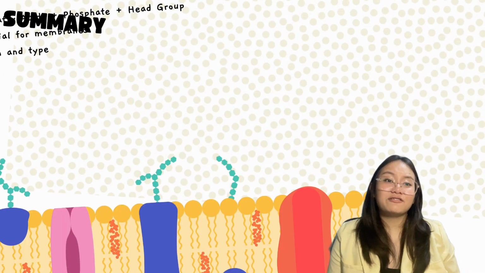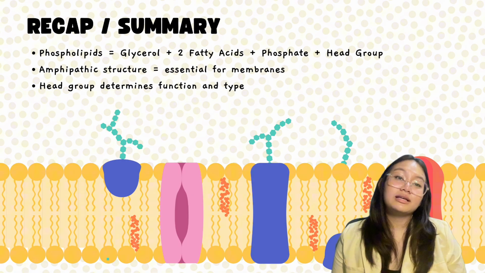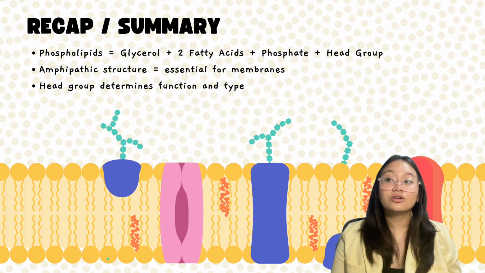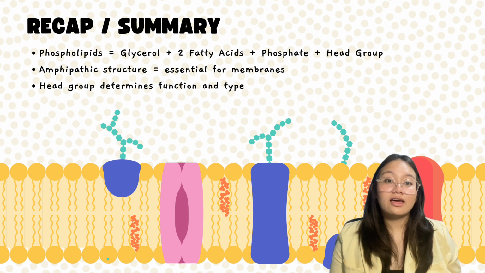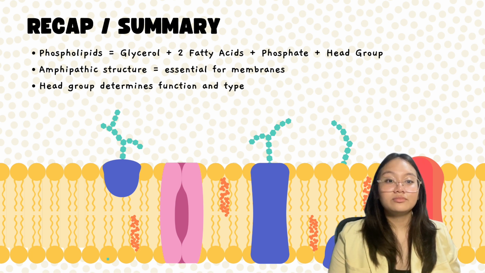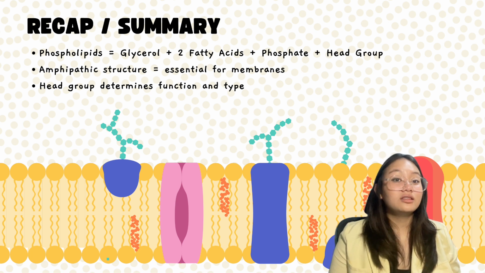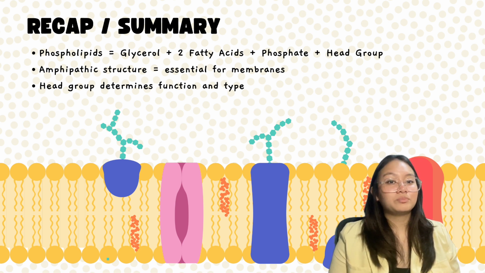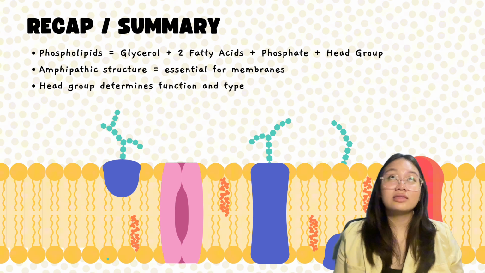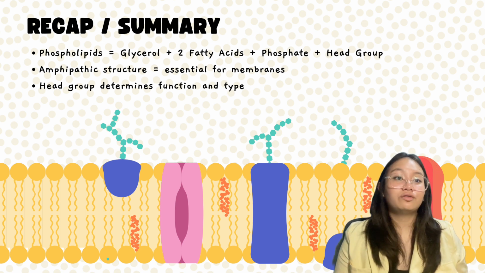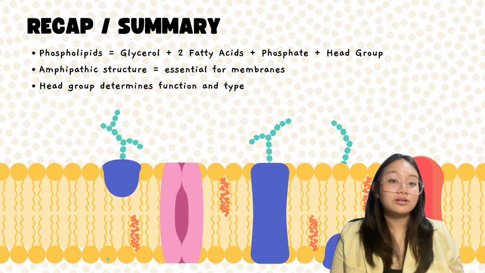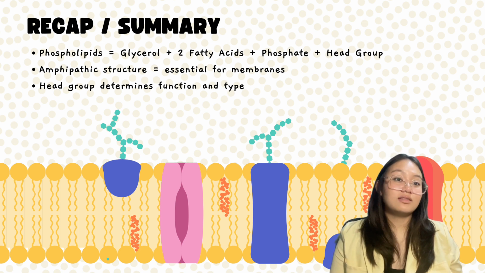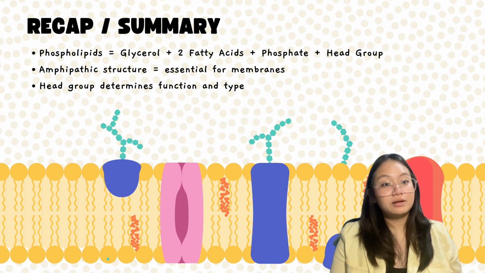Now let's summarize everything we've learned. Phospholipids are made out of glycerol, 2 fatty acids, phosphate, and then a head group. And the second, they are amphipathic, meaning they have both water-loving and water-fearing parts, or polar and non-polar parts. This is what allows them to form membranes and create boundaries in cells. And then lastly, the head group determines the type and specific role of the phospholipid.